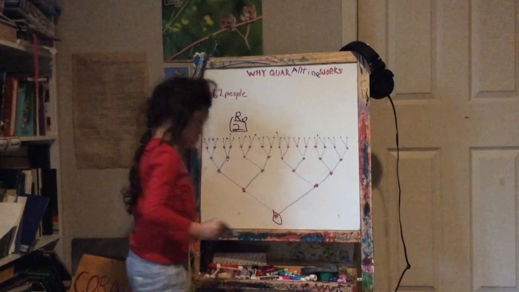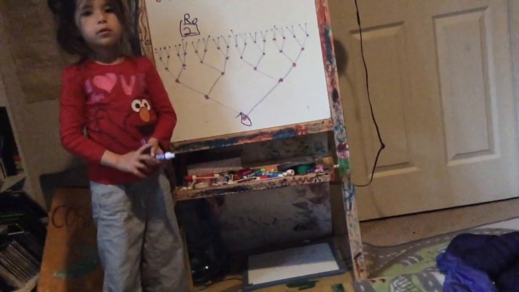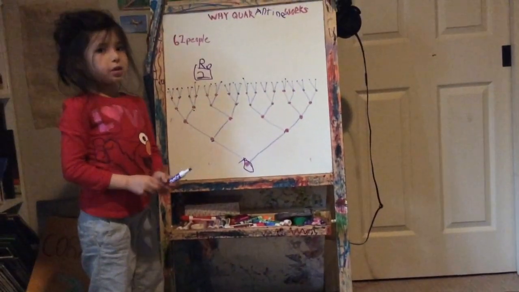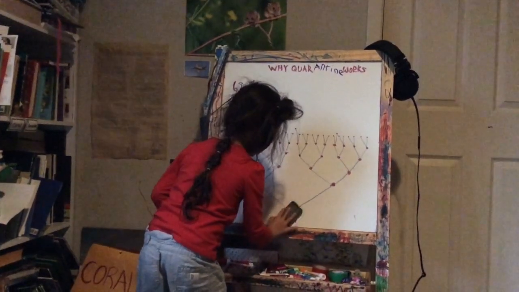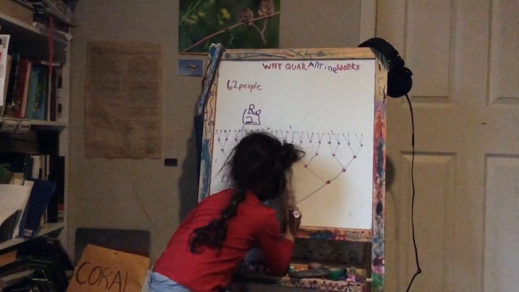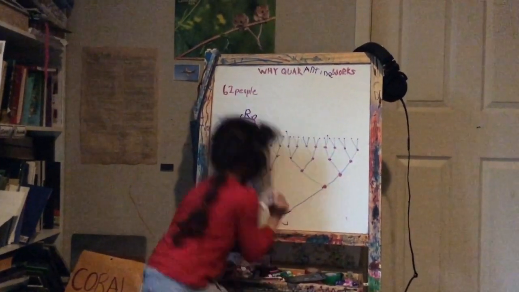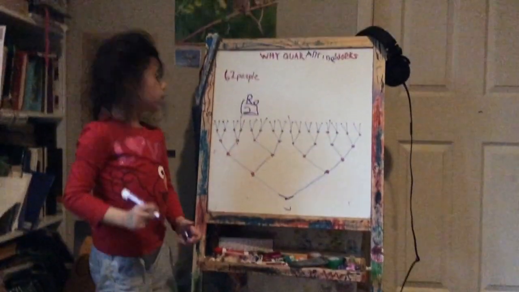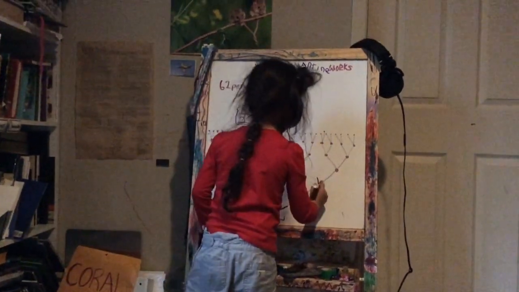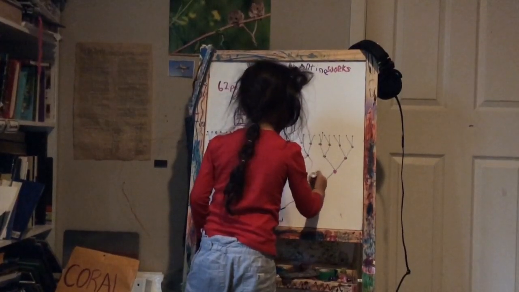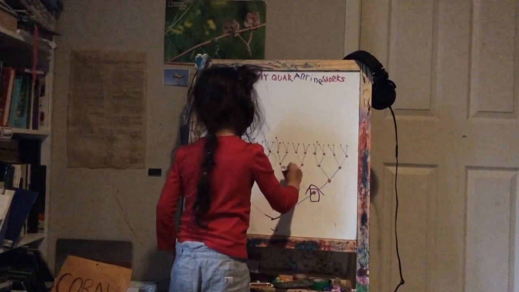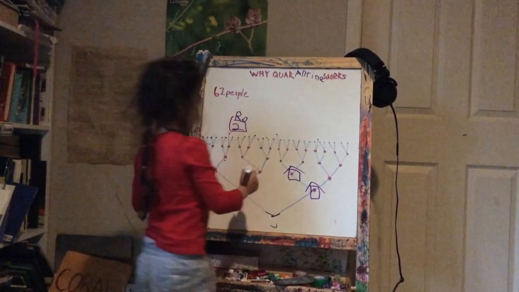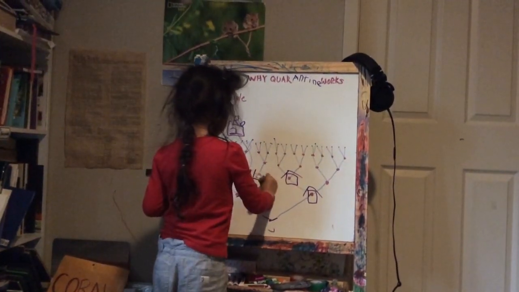So you don't want to quarantine that guy. What? Did he start this? Yeah, you can't quarantine patient zero. You have to start somewhere else. That's patient zero, the first one. What happens if we quarantine patient zero? Then nobody gets infected.